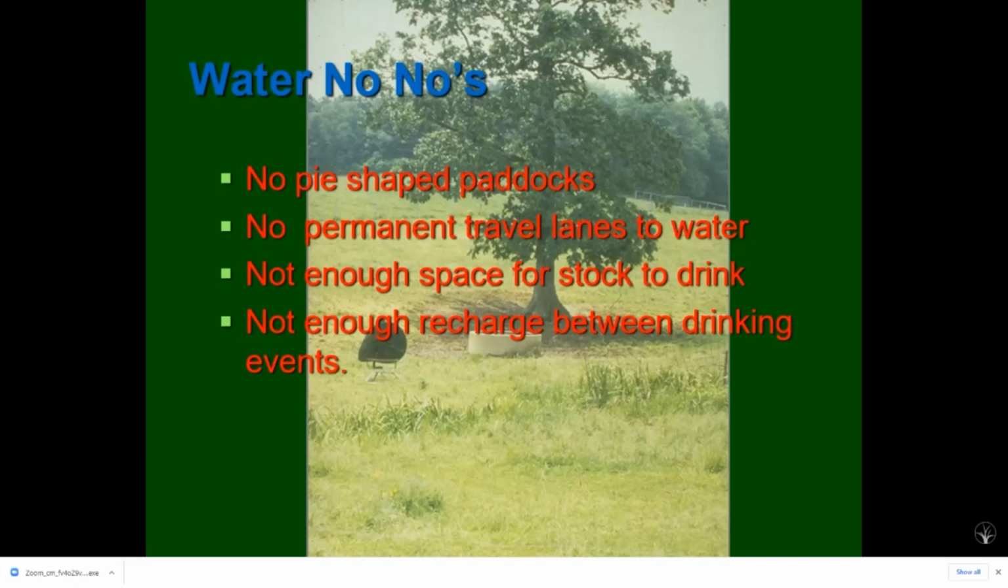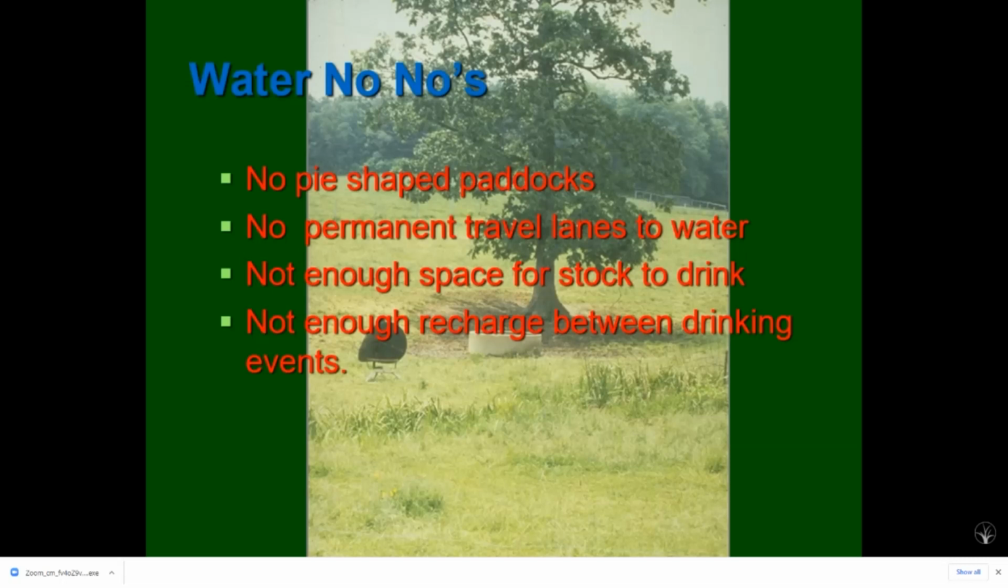No permanent travel lanes to water, and this goes hand in hand with the pie-shaped paddocks. We don't want permanent travel lanes because they then become trails, which in our part of the state eventually become gullies. No matter how you do it, there's always going to be a slope at some point that's going to run water down those paths, and they're eventually going to become gullies. Now, I've used temporary lanes when I had to, but those were lanes that I never went back to and never used again. I always made sure they walked a different path the next time they grazed those fields.